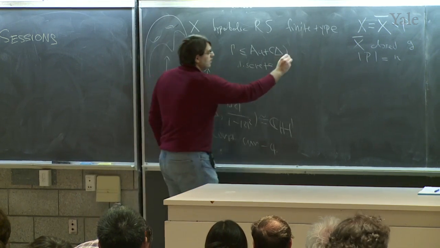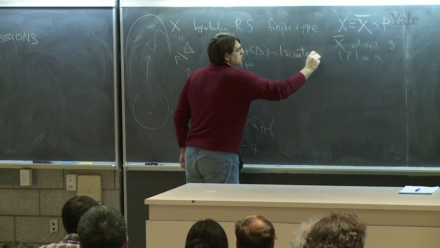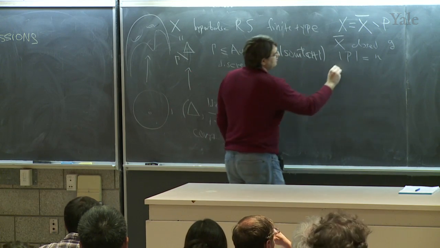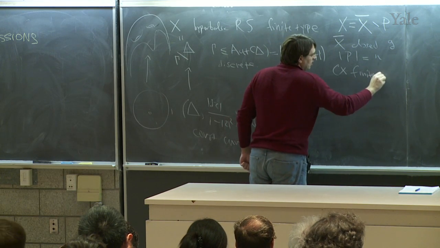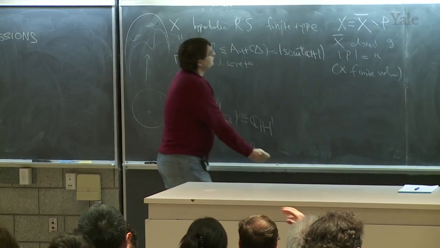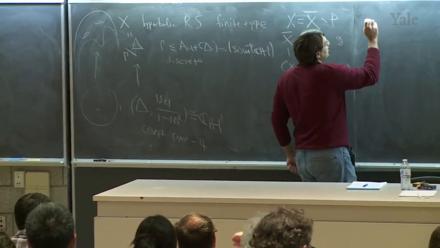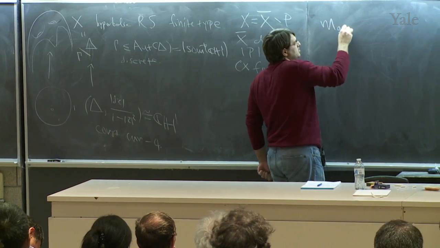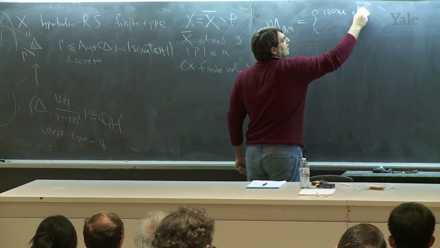Since the automorphism group in this case coincides with the orientation-preserving isometries of CH1, being finite type is also equivalent to saying that X has finite volume. Okay, so the collection of all these Riemann surfaces forms the moduli space, the isomorphism classes.